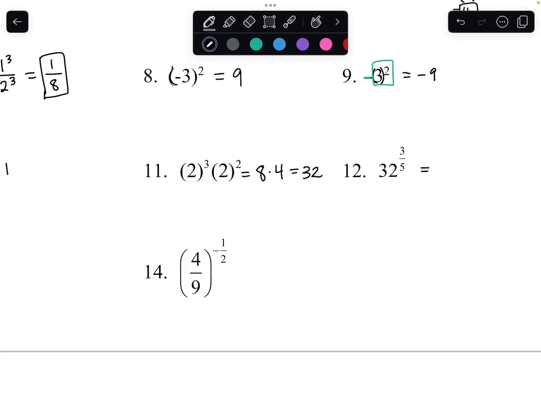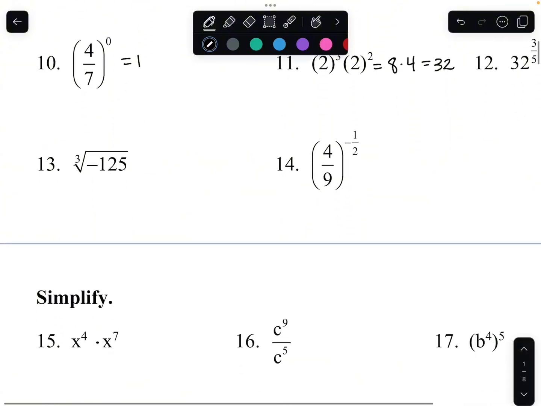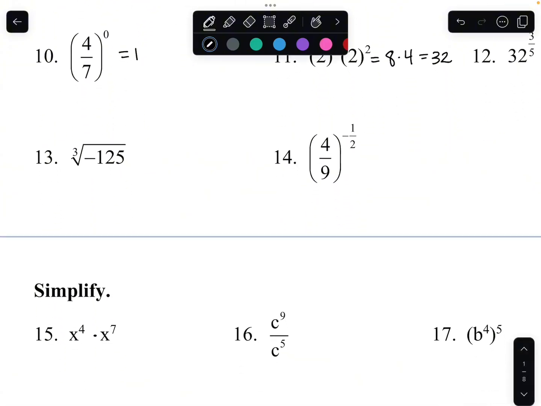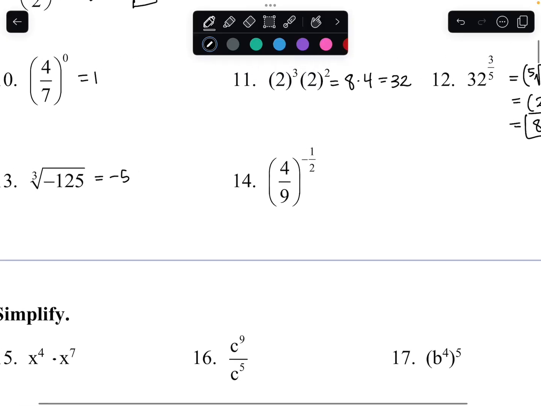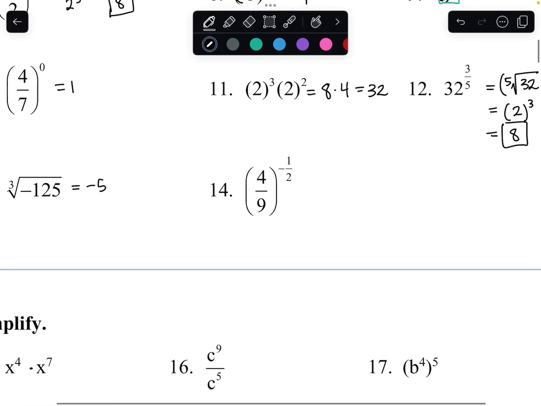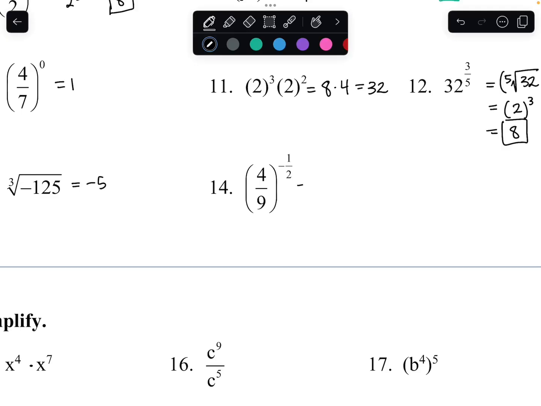Here we can rewrite this as the 5th root of 32 and then cube it, because we just discovered that the 5th root of 32 is 2, and then we can cube it to get 8. The cube root of negative 125 is negative 5, because negative 5 cubed would give you negative 125.